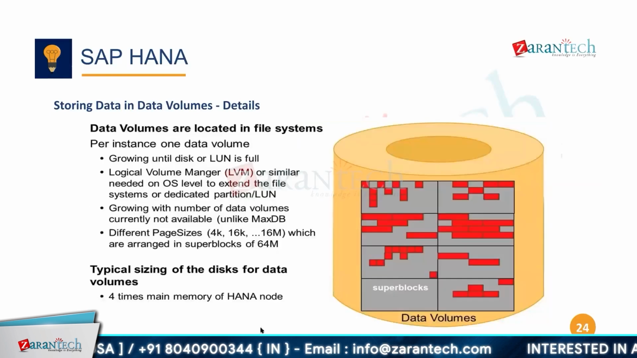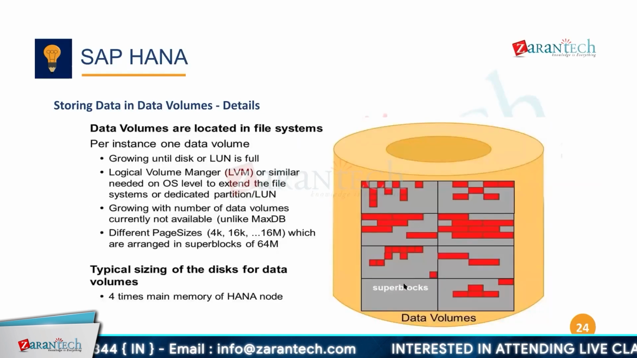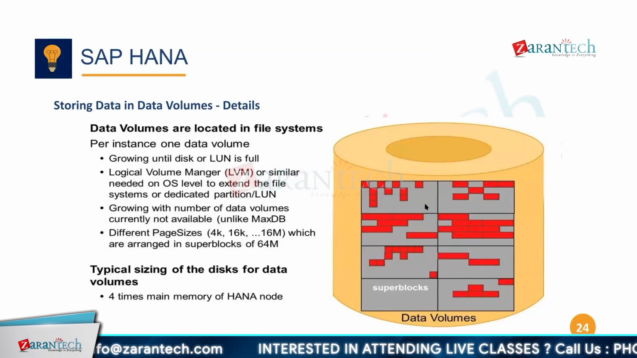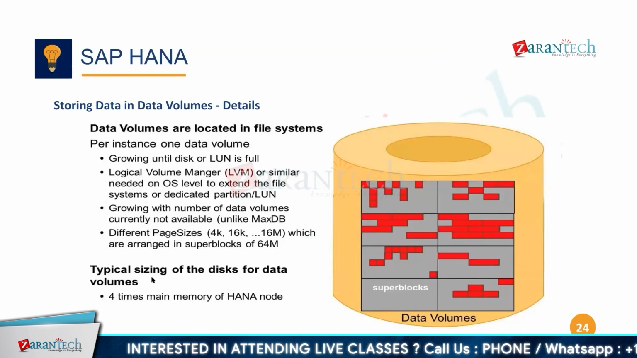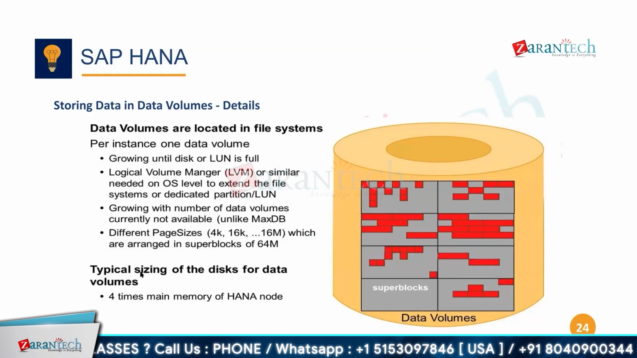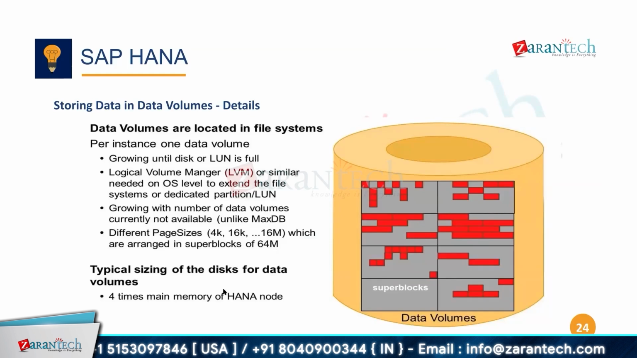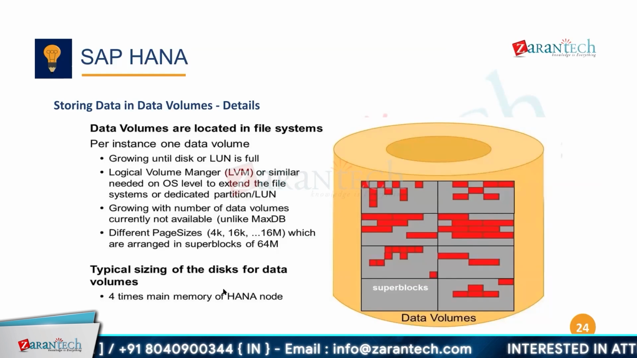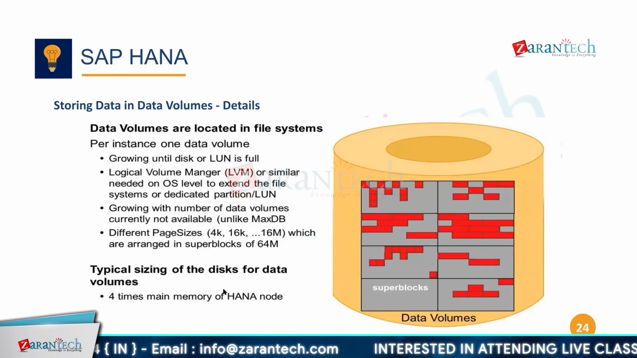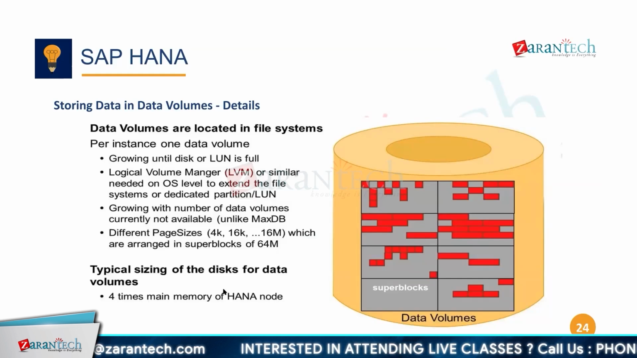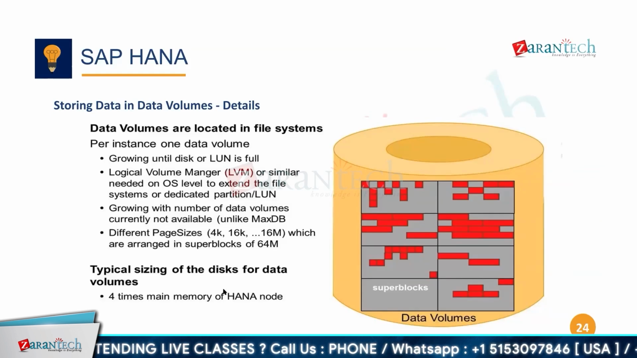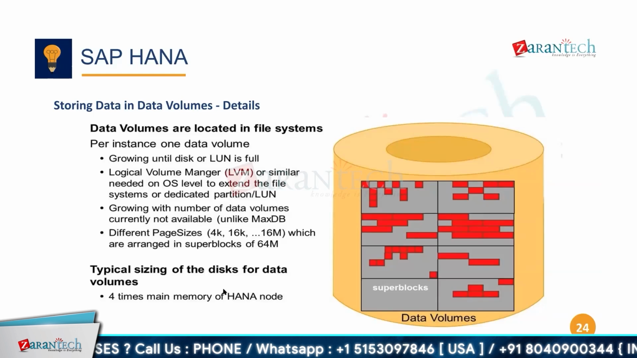That is the maximum. Okay, 64 MB is also small, but that is how it organizes on the disk. Okay, so the typical sizing of the disks for data is 4 times the main memory of HANA nodes. What does it mean? Many people do not follow this standard. Suppose your RAM is 2 TB for your HANA system, they expect you to have at least 4 times, 8 TB, of disks available at the server level, but that is not so recommended. People don't follow. They hardly follow 2 times or 3 times.